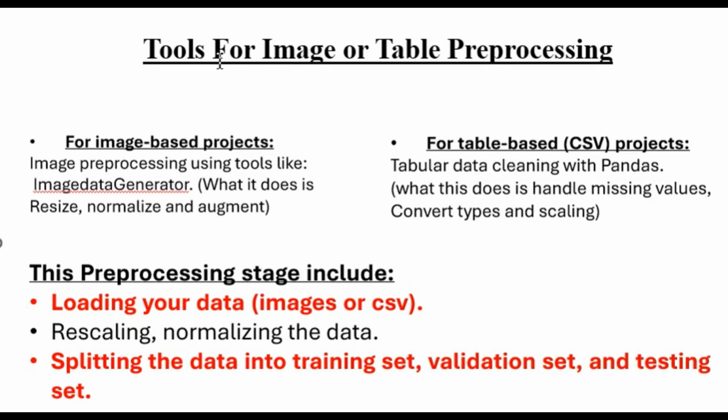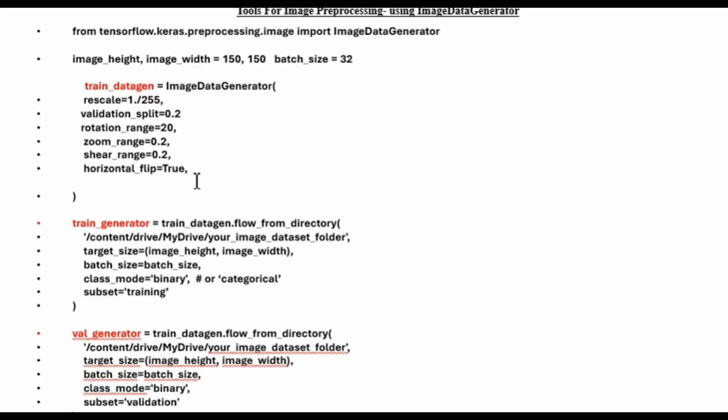Now we'll be discussing the tools we require for image or table preprocessing. First and foremost, for image-based projects, to preprocess our image datasets in Google Colab or any workspace you are using, we use a very powerful utility called the ImageDataGenerator, from the Keras library. It helps us rescale our images, apply real-time augmentation, and also split them into training and validation sets. So I'll show you sample code of such.